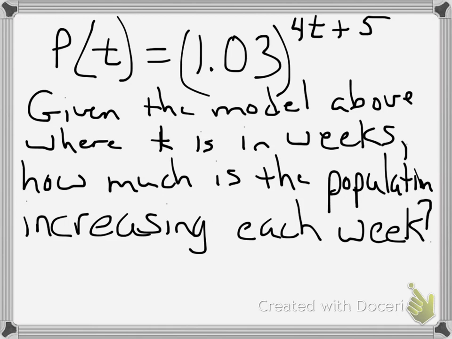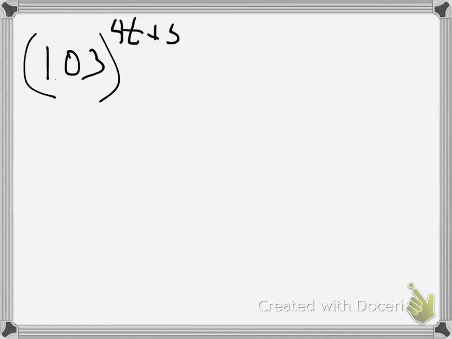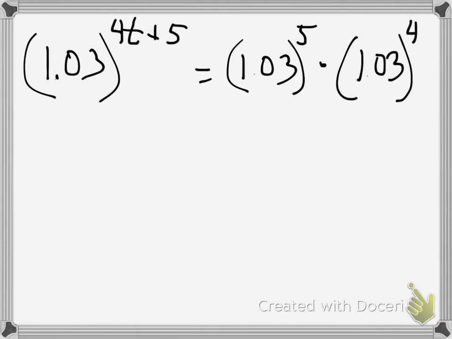So we want to somehow rewrite this equation so the exponent is just a t. So we got to use our exponent rules again to kind of help us out. So I got 1.03 raised to the 4t plus 5 power. Because there's addition going on, I can separate this into a multiplication. We know that when we multiply, we add exponents. So I know that I could have a multiplication going on of 1.03 to the 5th times 1.03 to the 4t.